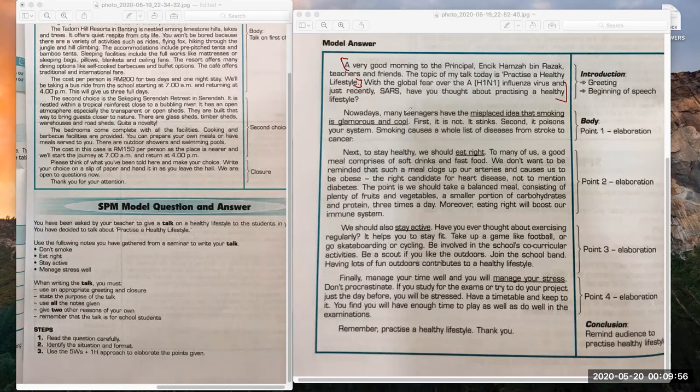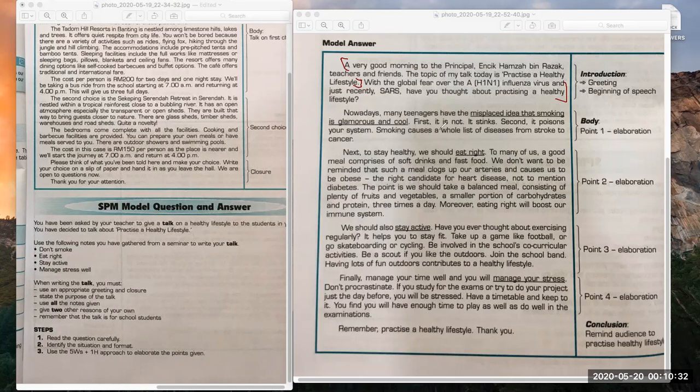Right. So nowadays, many teenagers have the misplaced idea that smoking is glamorous and cool. Misplaced idea is an idea that is wrongly interpreted. Okay, misplaced means lost, but when you say misplaced idea, that means an idea that's not correct. Okay, people think it's glamorous and cool. First, it's not. It stinks.